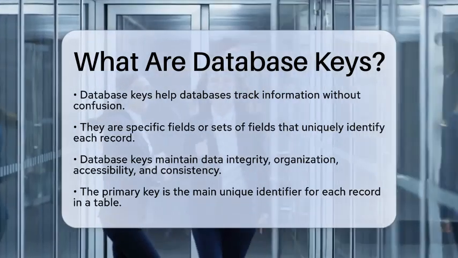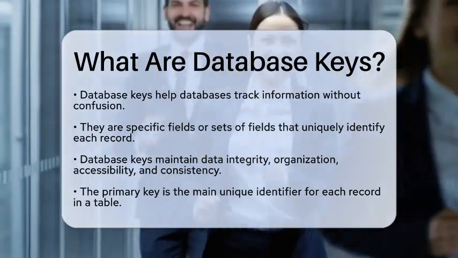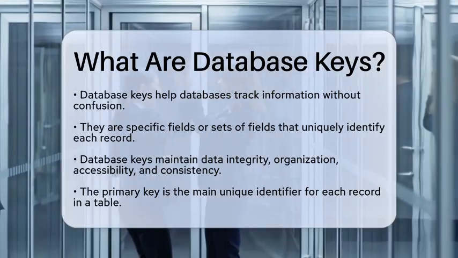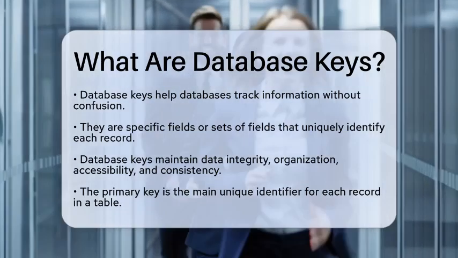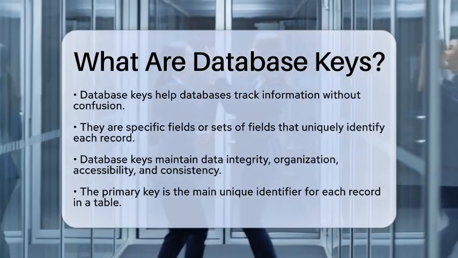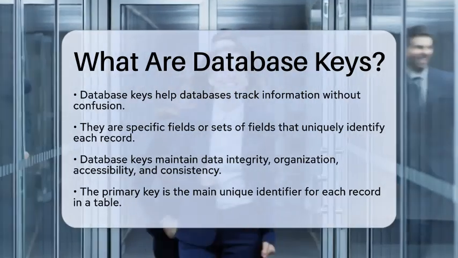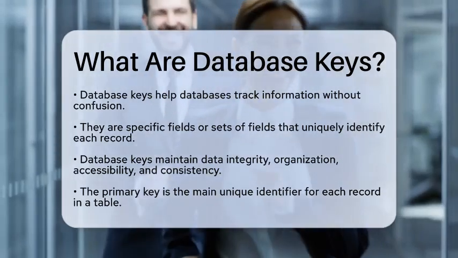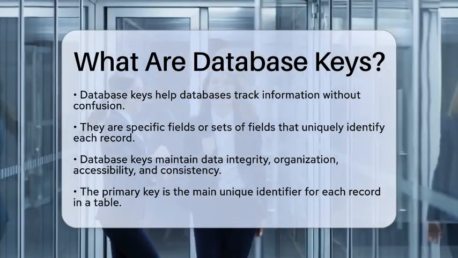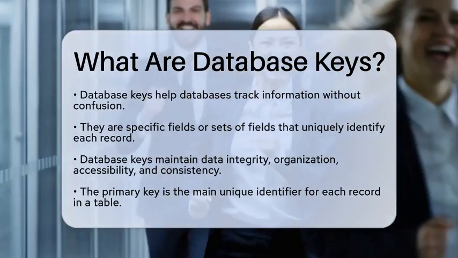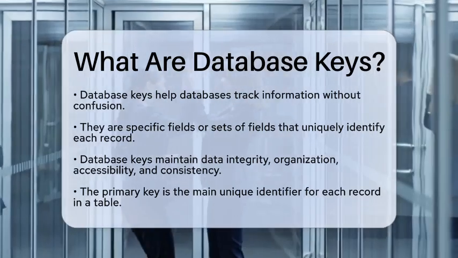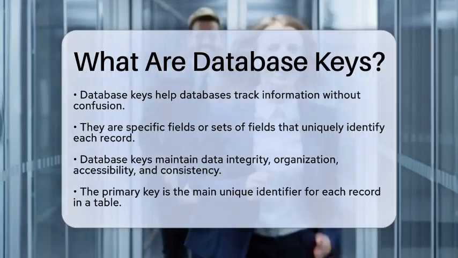Let's break down the different types of database keys. First, we have the primary key. This is the main unique identifier for each record in a table. For example, an employee identification number often serves as a primary key in an administrative database. No two rows can share the same primary key value, and it cannot be empty.